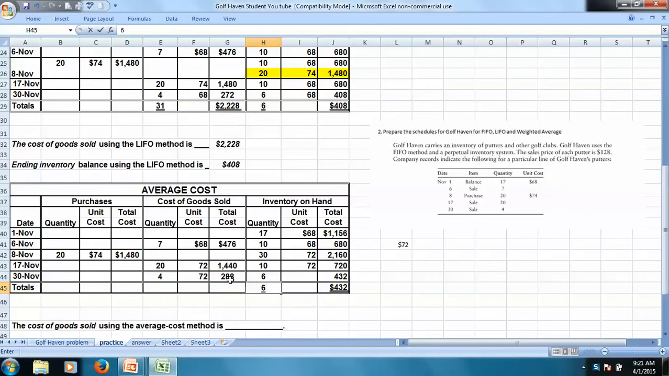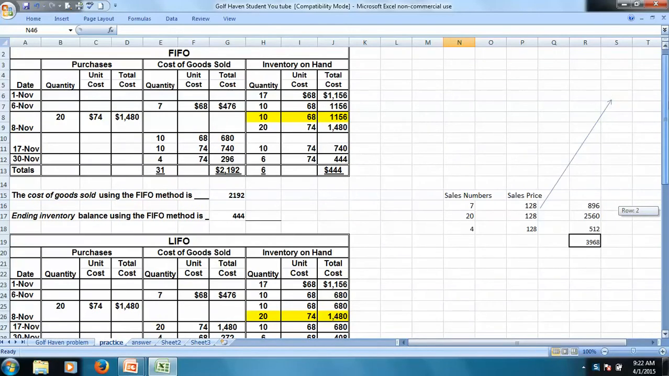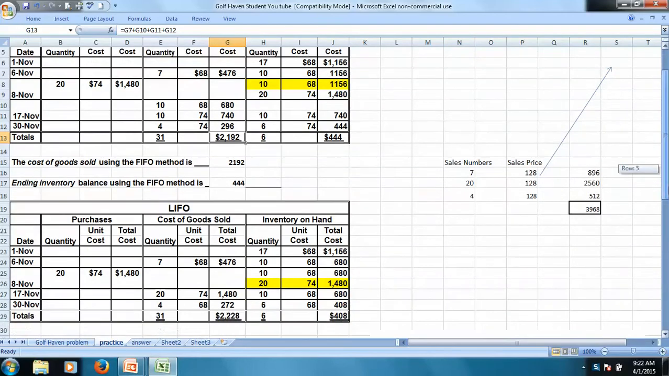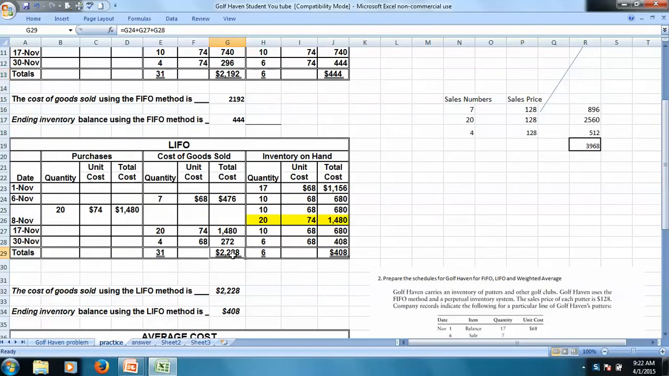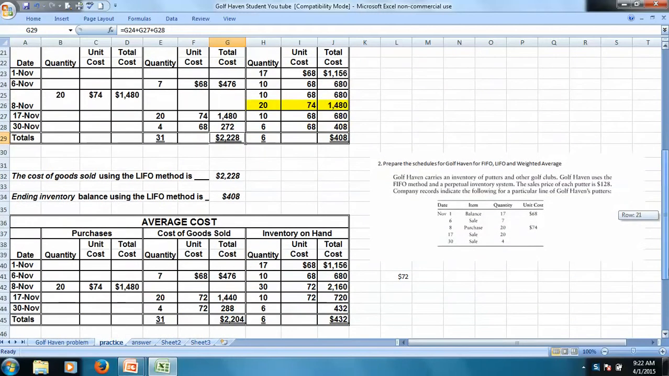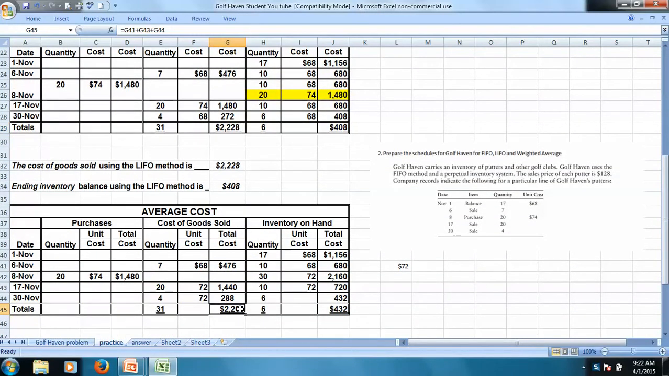You've got 6 putters on hand. Your total cost of goods sold, you would add the total cost of your 3 sales. That gives you a total cost of goods sold under the weighted average of $2,204, and you still sold 31 putters. And if you notice that between the FIFO being at $2,192, the cost of goods sold, and under LIFO it was $2,228, under weighted average, the average falls right between the LIFO and FIFO numbers.